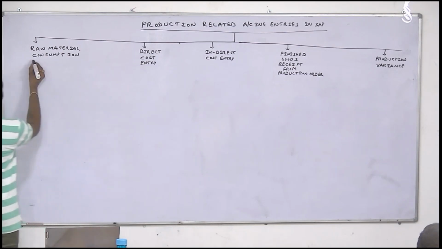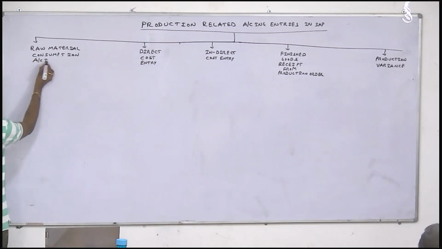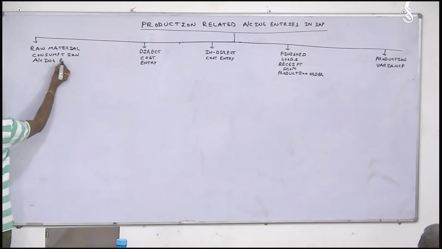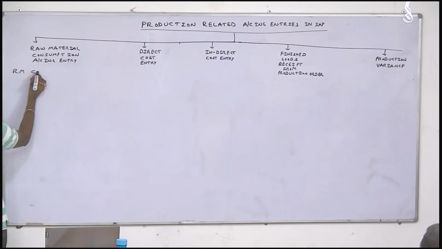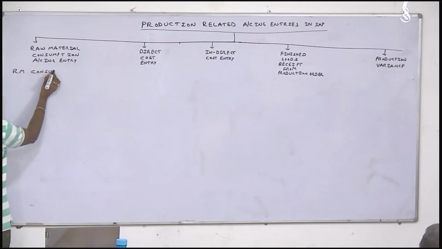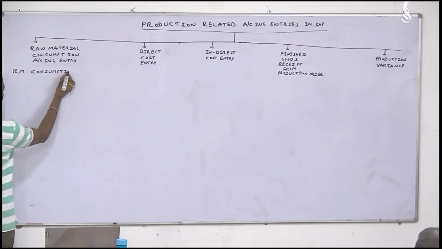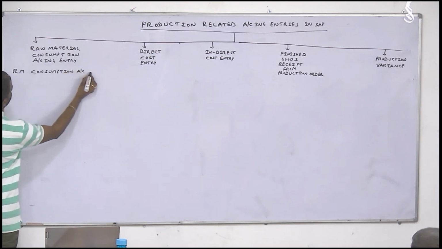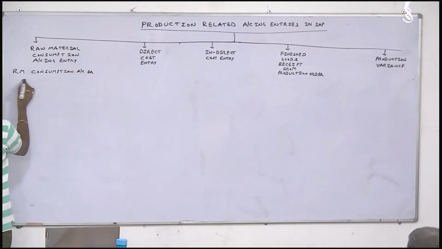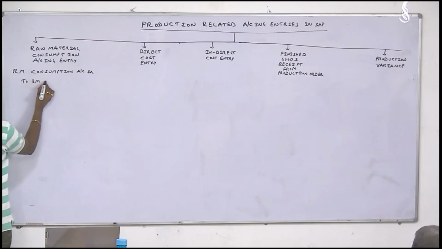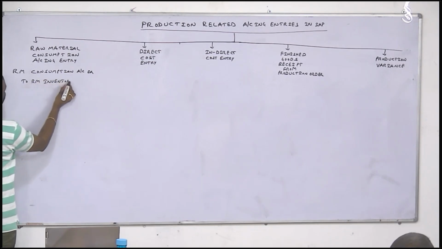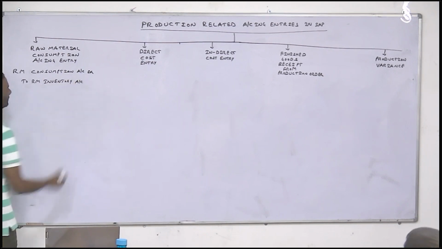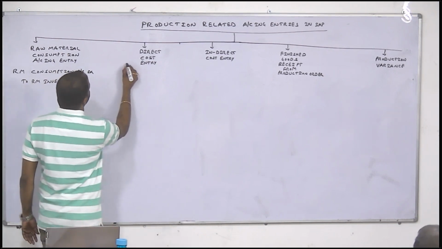So the raw material consumption accounting entry, we have already discussed. Raw material consumption account debit to raw material inventory. So already we have discussed. Then what is the next one?